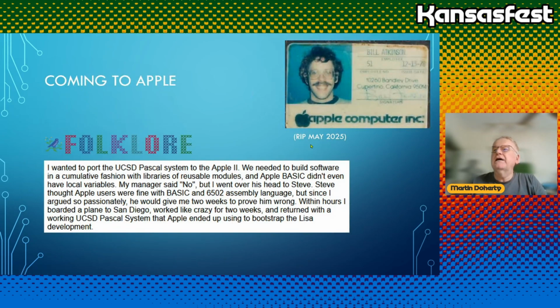Okay, how did this system make its way to Apple? Well, that guy up in the corner, that's the employee badge of Bill Atkinson, employee number 51 at Apple Computer. A lot of you will have heard of Bill Atkinson, a very notable, pivotal staff member at Apple over many years. And he just passed away in May of this year, so there's a lot of publicity around that just recently.